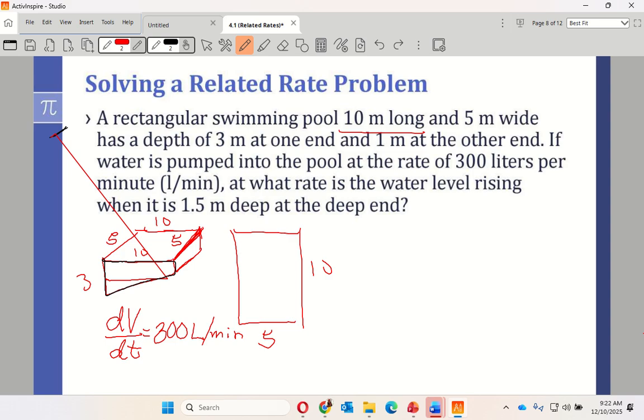The black one. One more time. Yes, it is a trapezoid. It is a trapezoid.